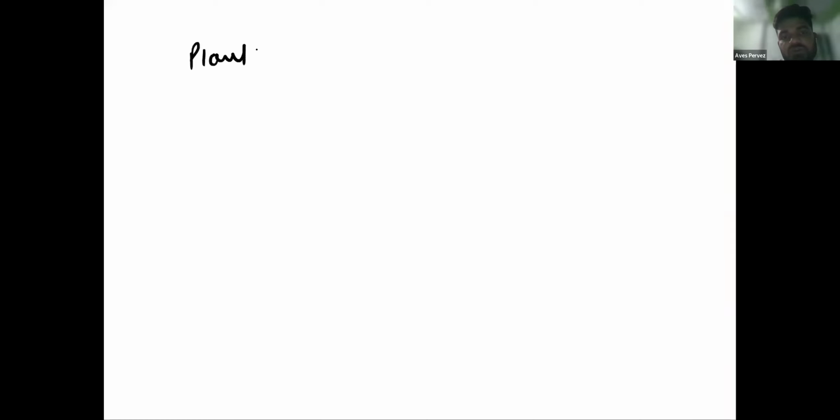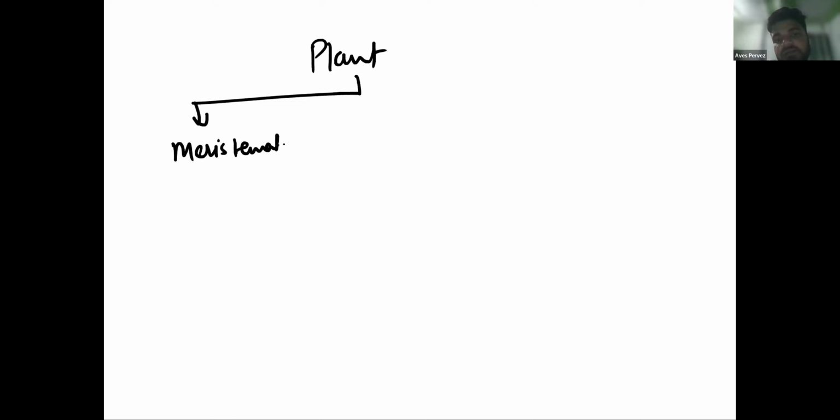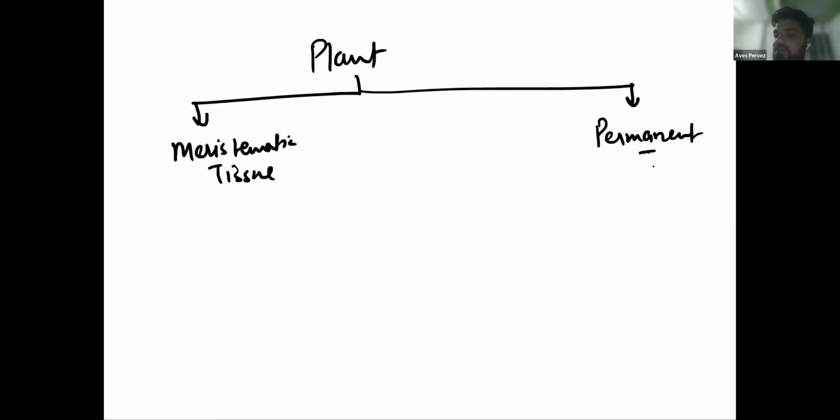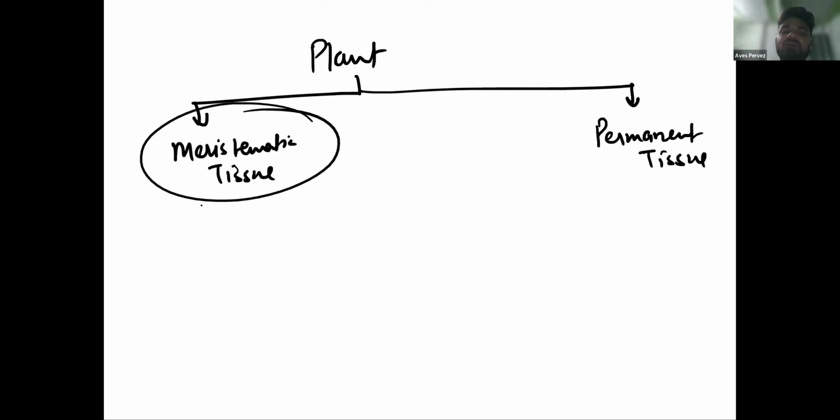Plant tissue is divided into two categories. One is the meristematic tissue, another one is the permanent tissue. If I ask you what the function of meristematic tissue is, these types of tissues are responsible for the growth of the plant. I'm just explaining, you need to write it later. So these are involved in the growth of the plant.